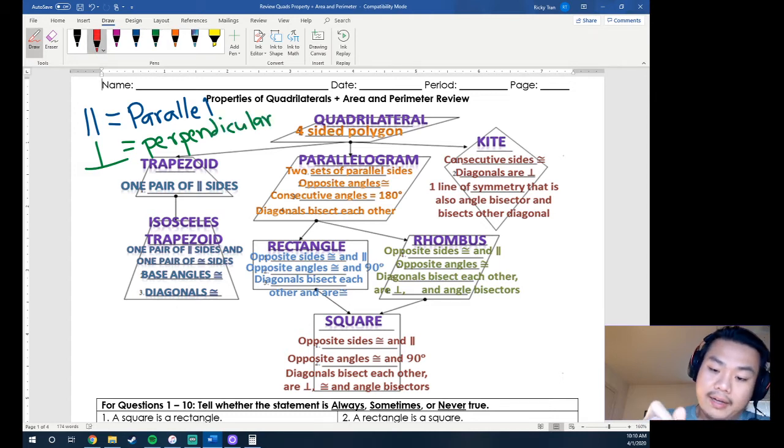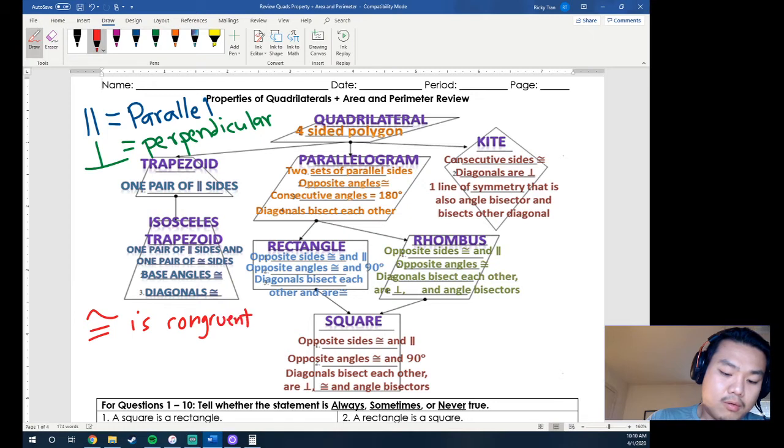Okay. We have this symbol here, which means congruent. Oh, I'm going to run out of room there. Let's put it down here. Is congruent. And let's see, are there any other symbols I have to go over? Nope, that's it. All right, so those are the main things.